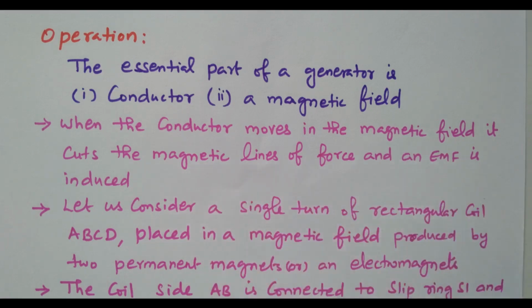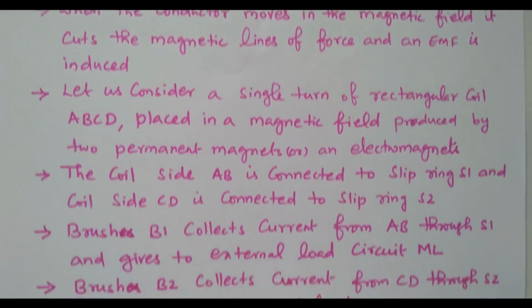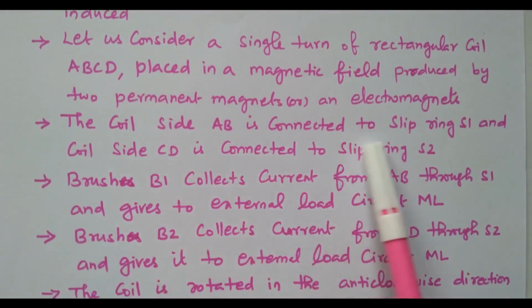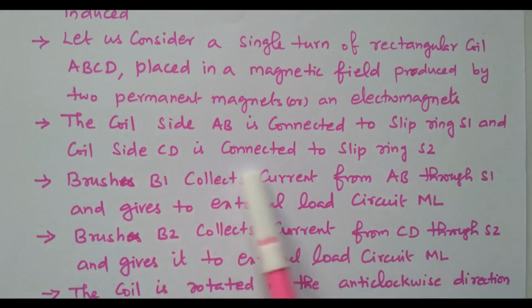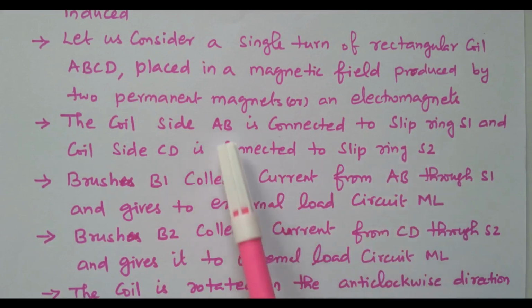and EMF is induced. For understanding purpose, let us consider a single turn of rectangular coil ABCDA placed in the magnetic field produced by a permanent magnet or electromagnet. Right? For understanding purpose, we consider a rectangular coil ABCDA with a single turn. Normally it is a circular form, but for understanding purpose we consider a rectangular coil. The coil side AB is connected to the slip ring S1 and CD is connected to the slip ring S2. AB is connected to S1, CD is connected to S2.